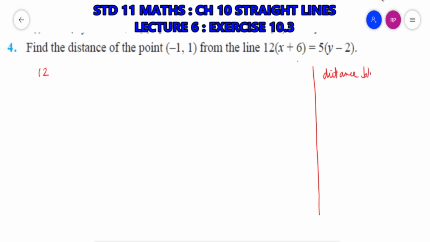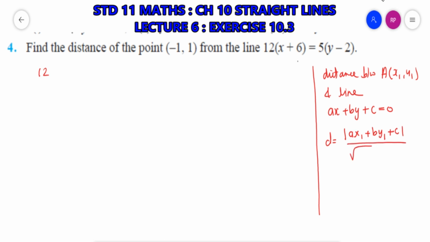The distance between the point x1, y1 and the line ax plus by plus c equal to 0, that d will be equal to modulus of ax1 plus by1 plus c upon under root of a square plus b square. Okay, so now let's see. First note down this formula.